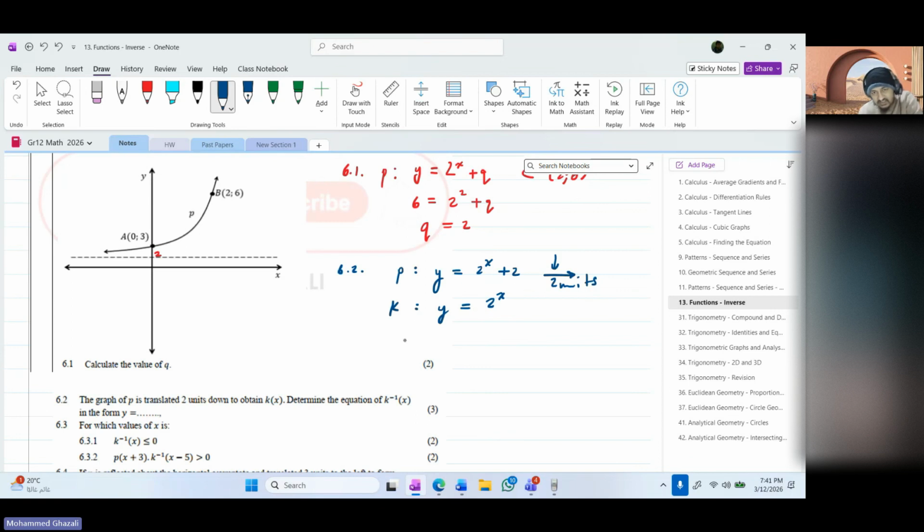You need to find the inverse of this function. So k inverse is x equals 2 to the power y. So y is now equal to log x base 2. Right, so nice question.